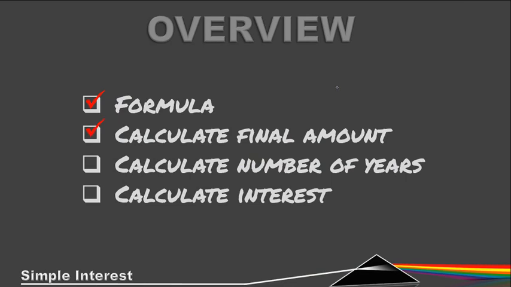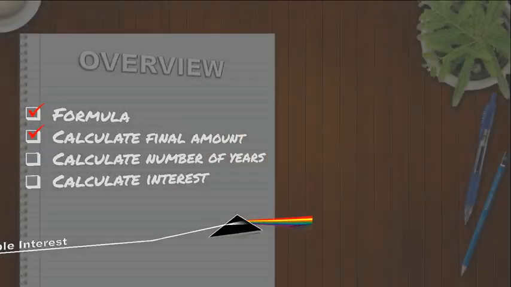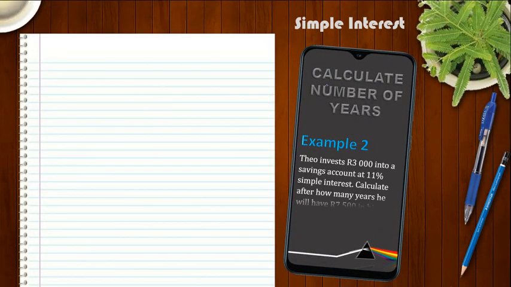Let's see how we're going to calculate the number of years. Now in example 2, it says Theo invests 3,000 into a savings account at 11% simple interest. Calculate after how many years he will have 7,500 in his account. So once again, we identify that it's simple interest. So A is equal to P(1 plus I times N). And then I'm going to list the values that are given and what I have to solve. So if they have given us the principal amount and the final amount.